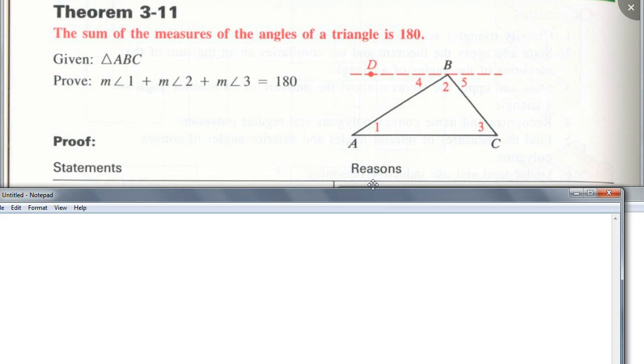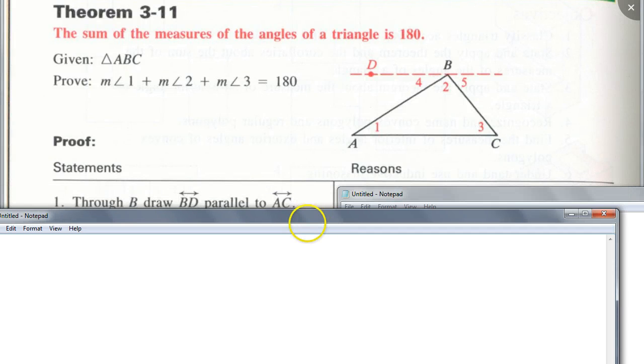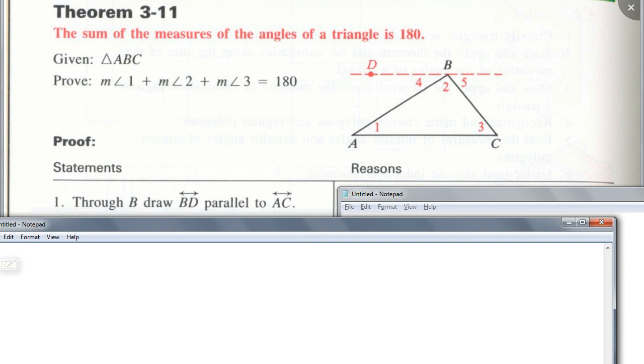So how are we going to draw this line? That's one of the questions. You don't just randomly draw any line. Here, let me show you. In the proof, I'm going to say statement: through B, draw line BD parallel to line AC. And that's what line BD is.